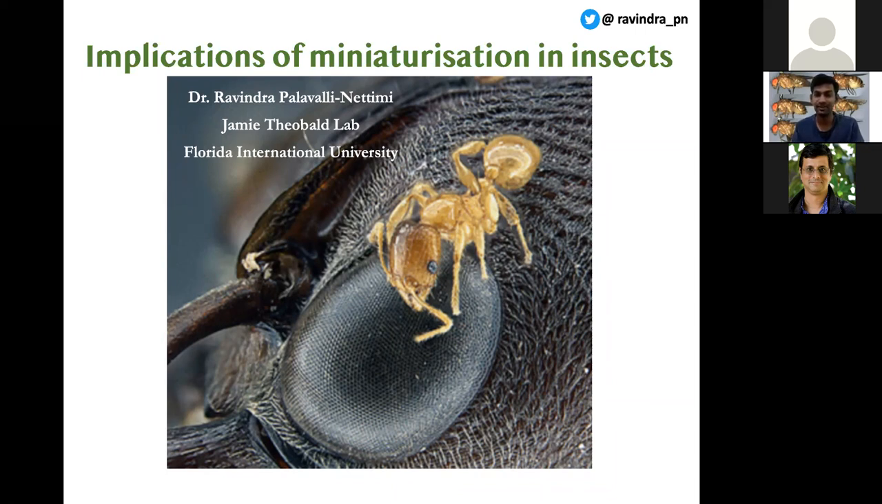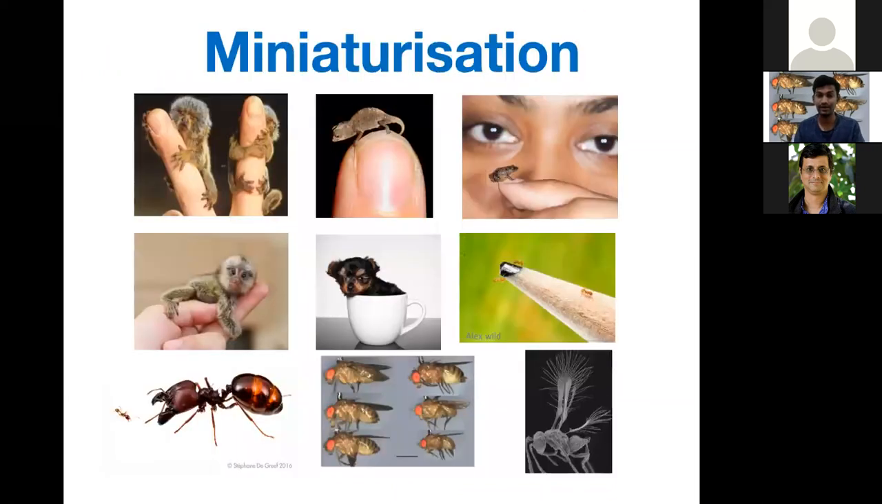So this is one of the extreme examples of miniaturization, where one species is really tiny and the other species is really large. Miniaturization is just the evolution of extremely small body size compared to their ancestors. There's no fixed limit as to when you can call a certain animal miniature. It's always relative to some other animal, for example.